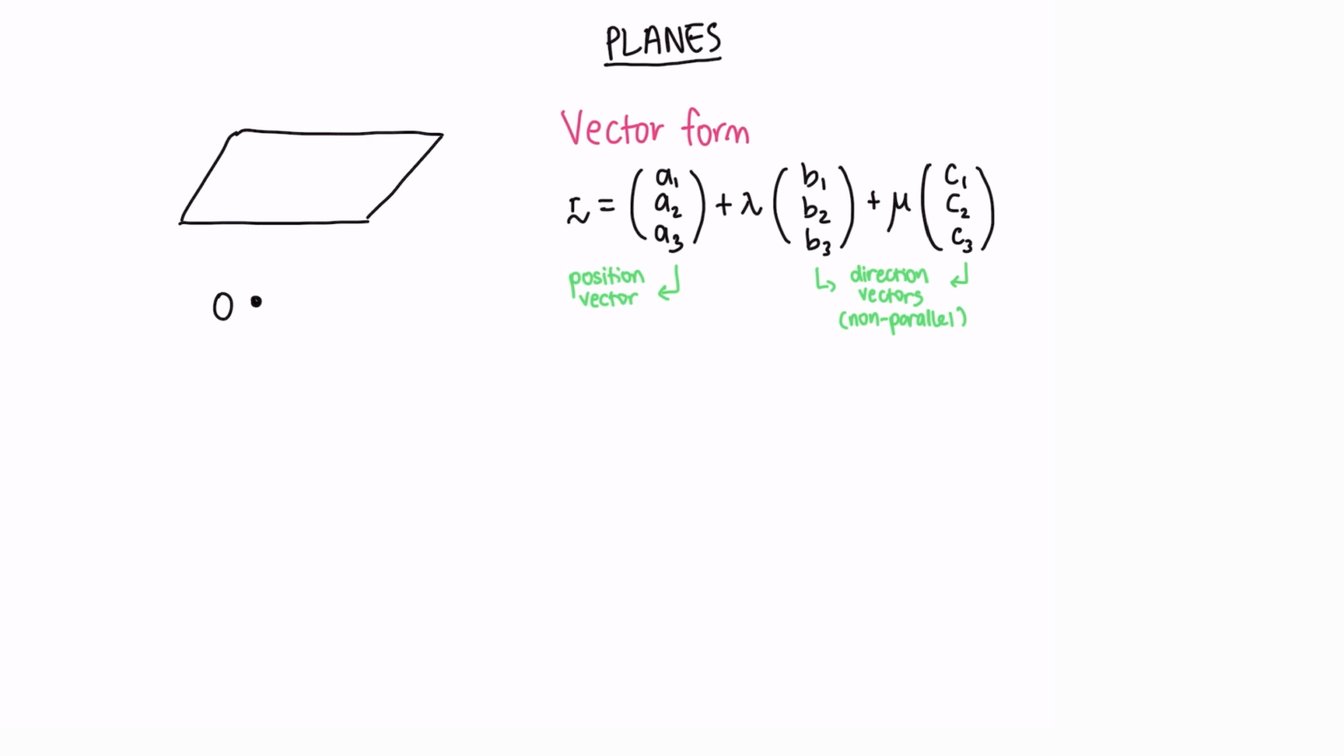Hello everyone, now we'll be covering planes. So over here, we have a plane, and what I want to do is describe every single possible point on the plane. So how do I do that?